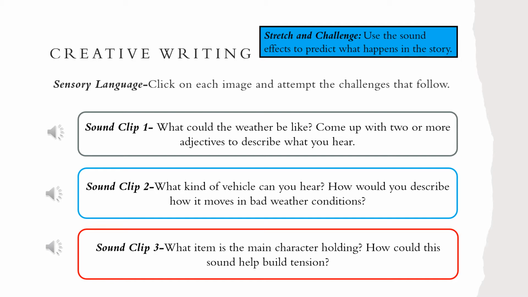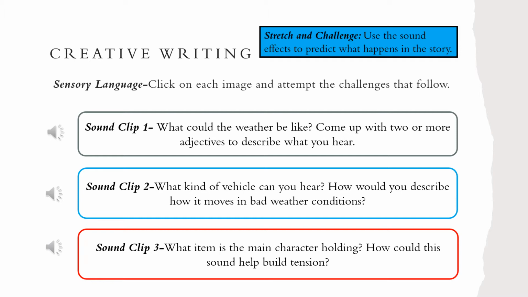So as we look through the first one then, sound clip 1, these are the questions that you need to answer. So what could the weather be like? Come up with 2 or more adjectives to describe what you hear. So we need at least 2 words to describe the actual sounds that are coming through.